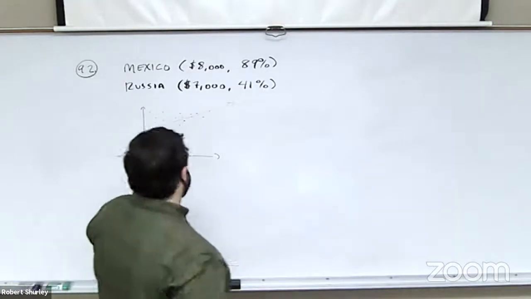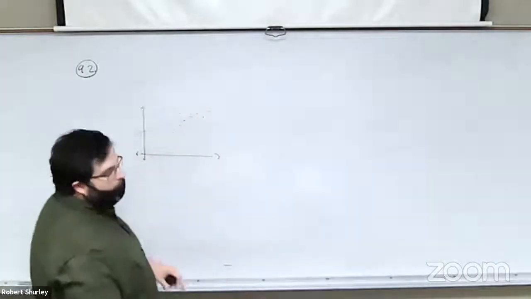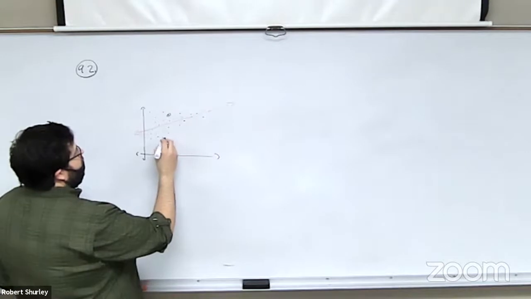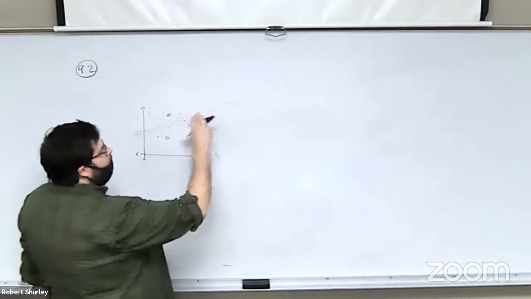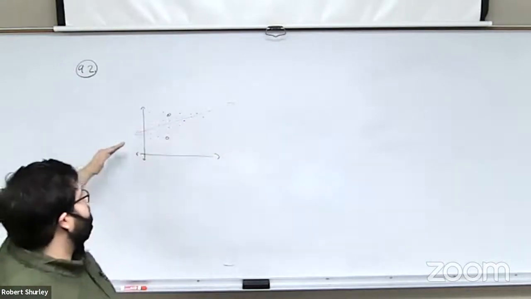So instead of Mexico and Russia, because Mexico and Russia won't line up on the line of best fit. Mexico's up here somewhere, Russia's down here somewhere, right? We want two countries that line up in the middle. And not in the middle this way. That's not right. I mean, it definitely is right.